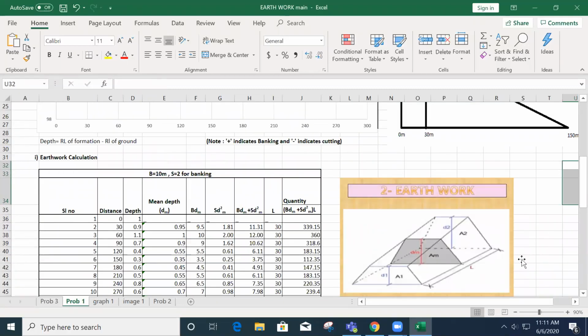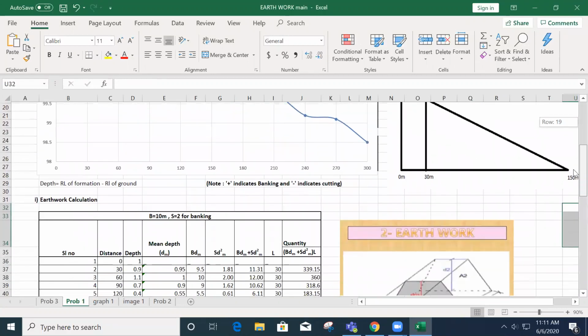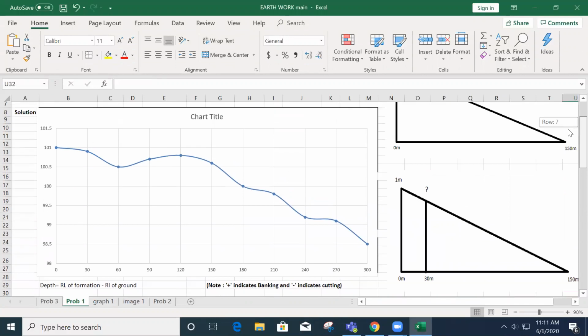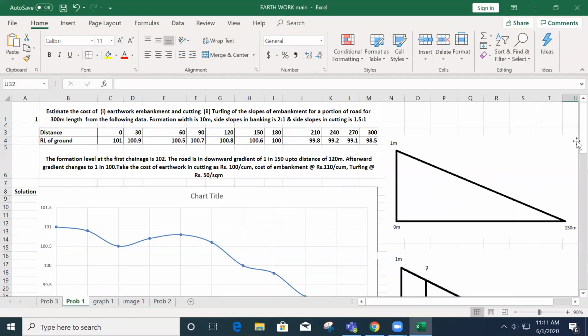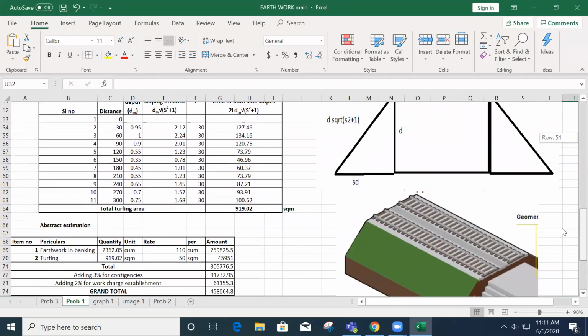Just to summarize, in the given question, they had the data at every 30-meter intervals, the ground level, and they wanted to do a proper road level with the specified gradient which is given. For this case, they wanted the cost of construction of the earthwork, that means for the preparation of the road, and the turfing area, both they wanted. We have calculated using the mean depth method. So the mid-sectional area method we have followed.